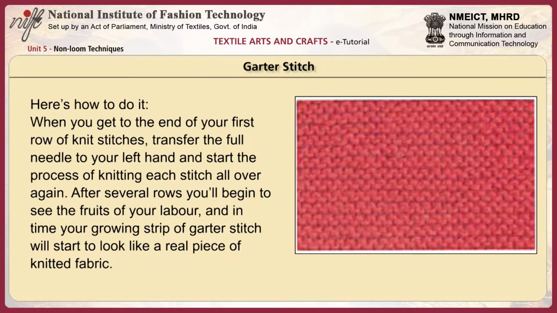When you get to the end of your first row of knit stitches, transfer the full needle to your left hand and start the process of knitting each stitch all over again. After several rows, you will begin to see the fruits of your labor, and in time your growing strip of garter stitch will start to look like a real piece of knitted fabric.